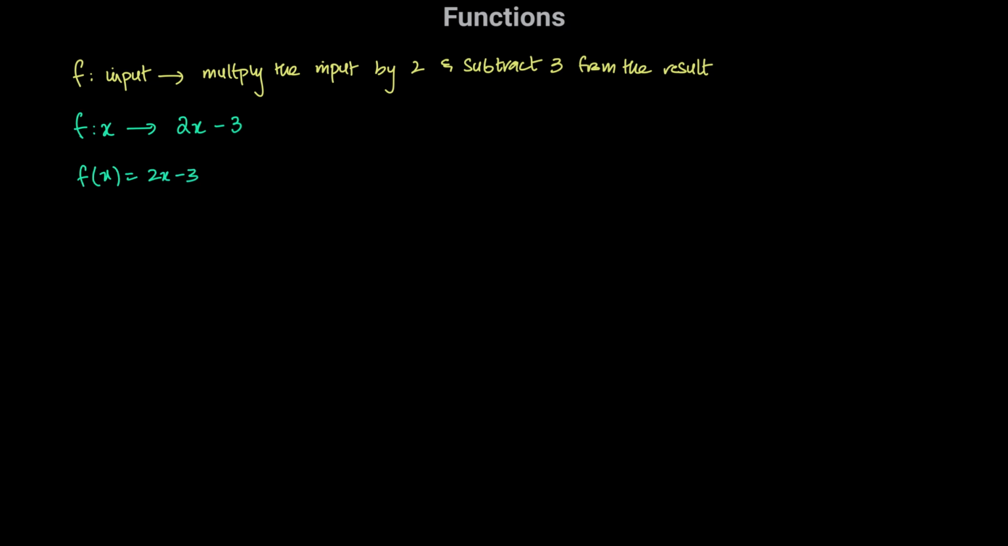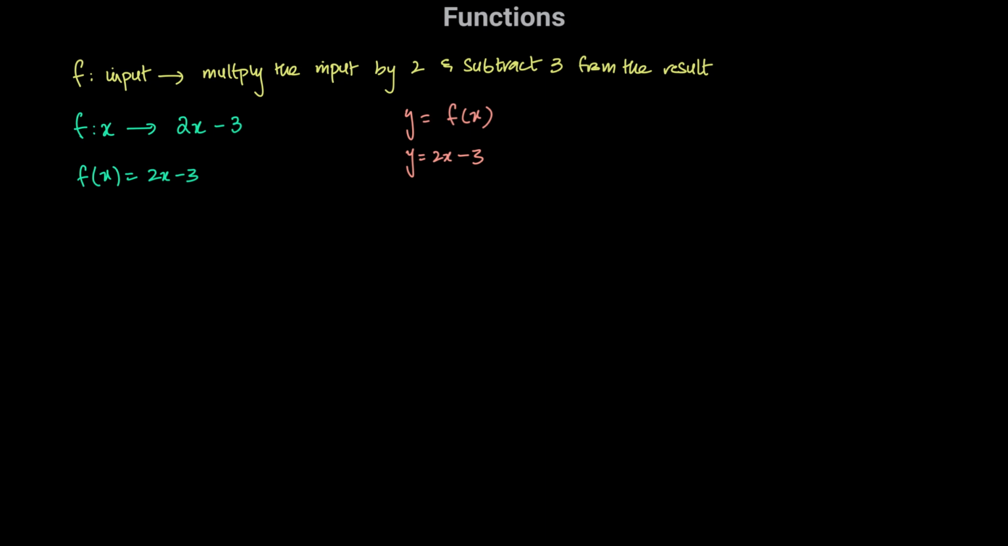And usually we use the letter y to represent the output. So if x is the input, we multiply the input by 2 and subtract 3 to get the output, which is f of x. So we can say y is equal to f of x, or in terms of x, we can say y is equal to 2x minus 3.